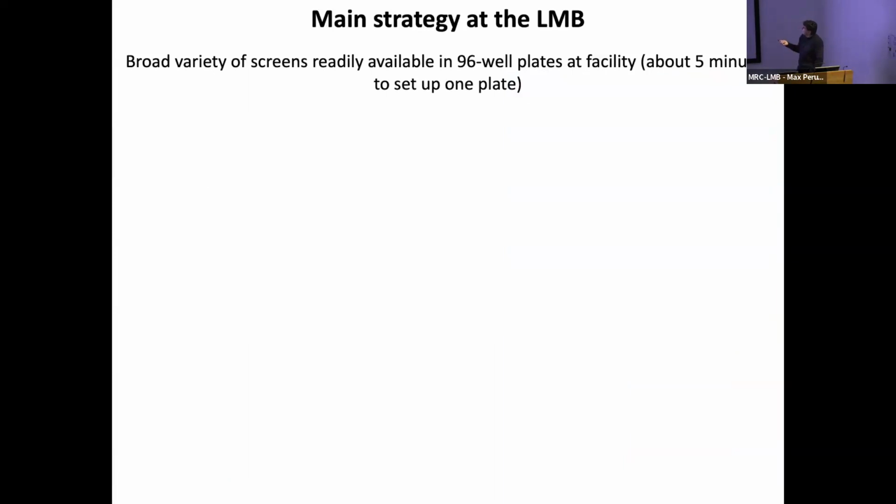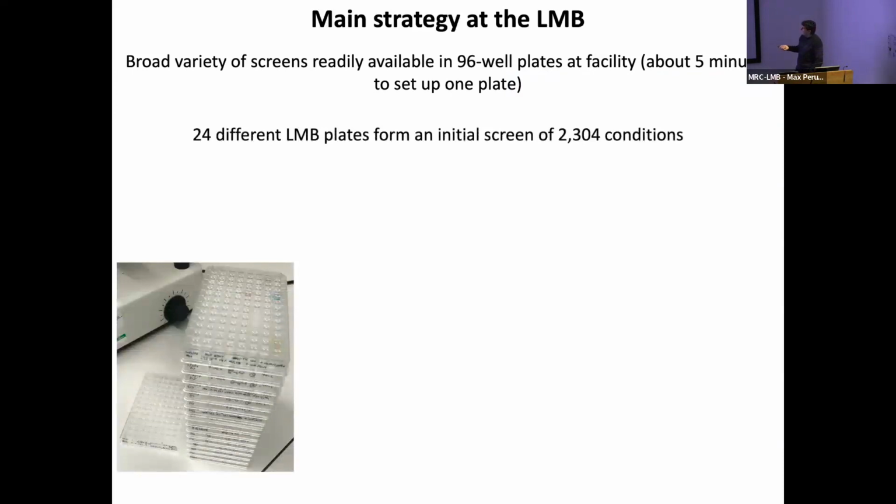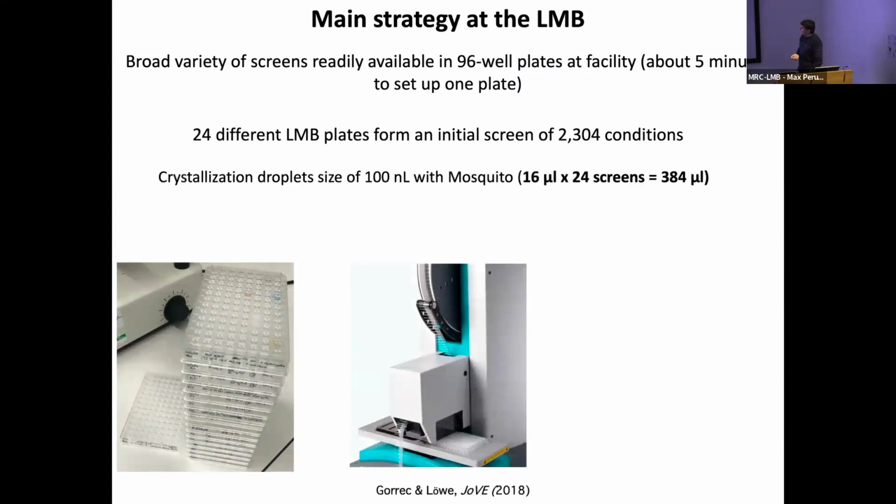So the main strategy is basically we do a brute force. We try everything. 2,300 conditions we have available. And we can use a mosquito, which will require you to do a full screen, you will need about 384 microliters, but probably you need twice as much as that, because 100 nanoliters drop is not very advisable. You might want to use 200 nanoliters drops.